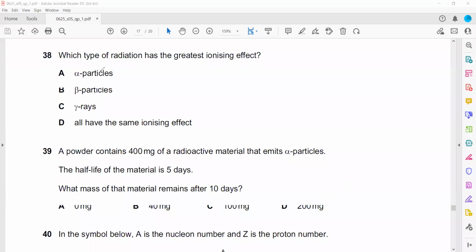In this question, which type of radiation has the greatest ionization? The greatest ionization is for alpha. What is the reason for that? Because it has a greater charge and mass. That's why it causes a greater ionization. So A is the right answer.